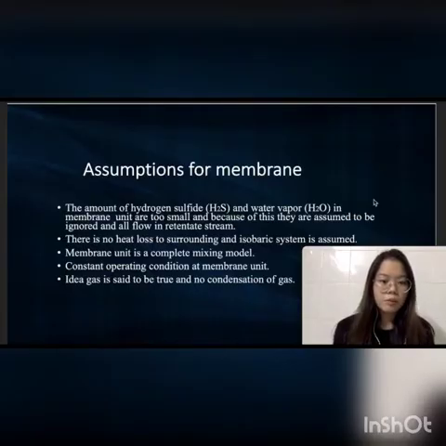The assumption for our membrane is that the amount of hydrogen sulfide and water vapor in the membrane unit is too small, so the H2S and the H2O that move into the membrane unit are considered negligible and all flow into the retentate stream. Next, no heat loss to the surrounding. An isobaric system is assumed. The membrane unit is a complete mixing model, and the next assumption is that the operating condition at the membrane unit is constant. The ideal gas is assumed to be true and there is no condensation of gas.